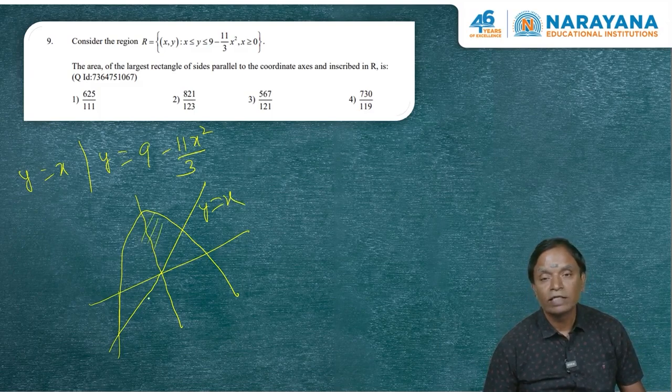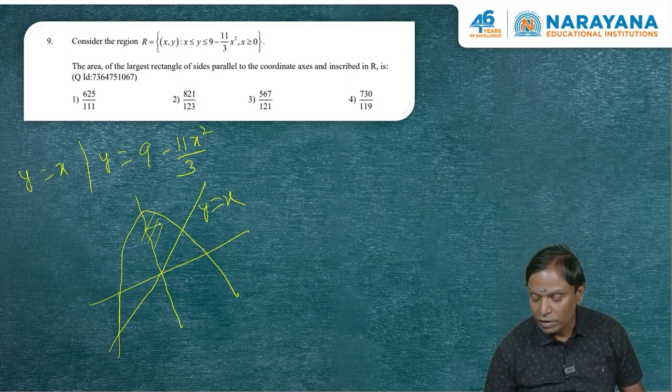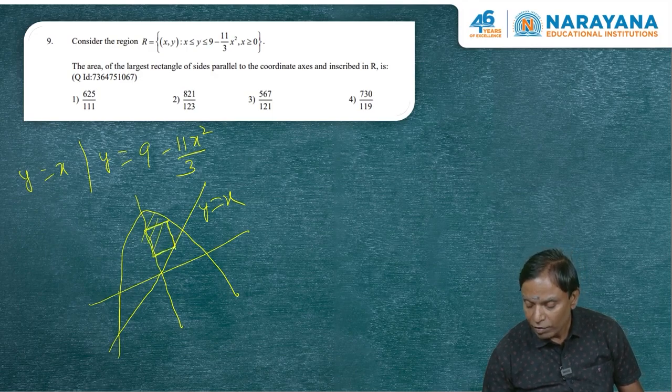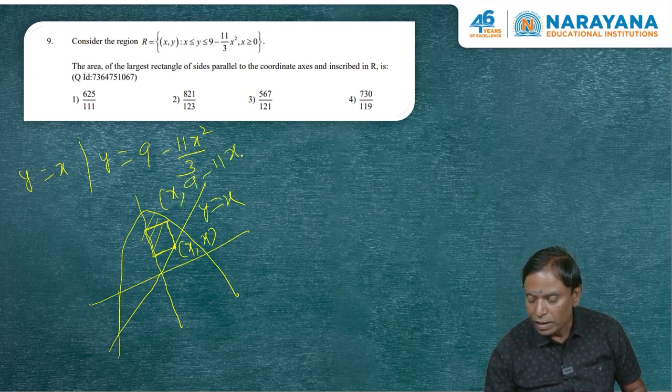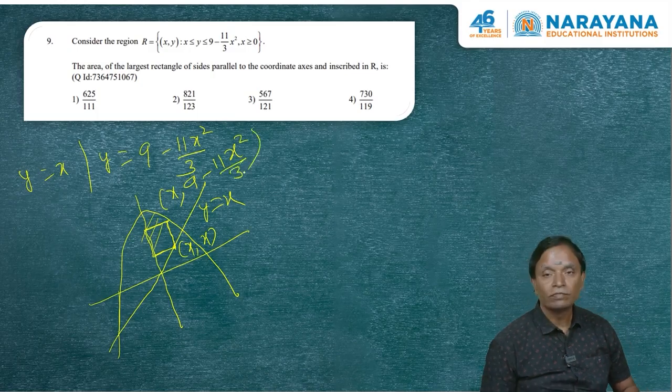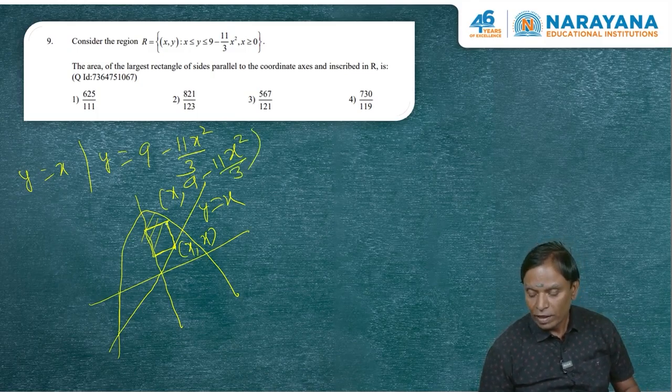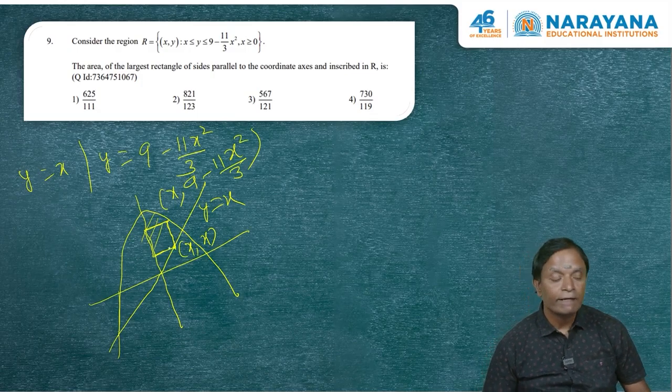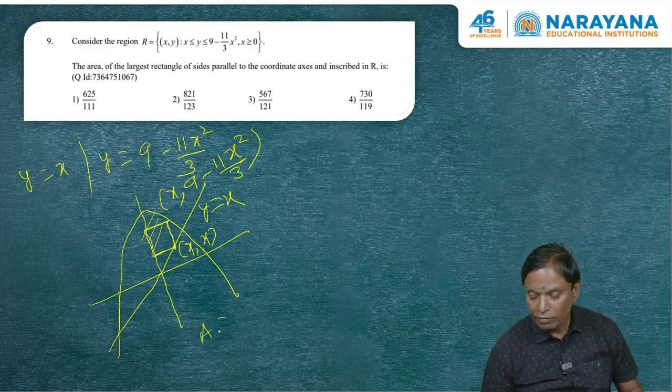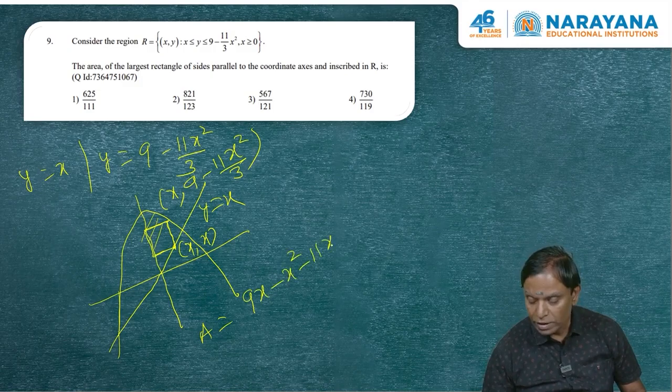Area of the largest rectangle of sides parallel to the coordinate axis. Now inscribe the rectangle in this region. You are asked to find the maximum area of this. Now if I take this point on the line as x, since it is parallel to y-axis, this point will become x, comma 9 minus 11x square by 3. This will become length, this will become breadth. You can get the area of the rectangle. Your area of the rectangle will be nothing but 9x minus x square minus 11x cube by 3.